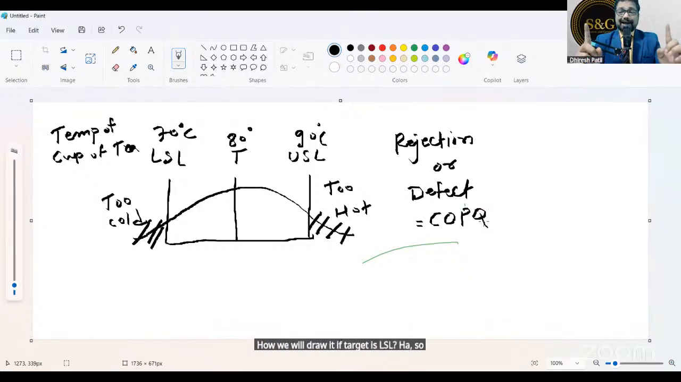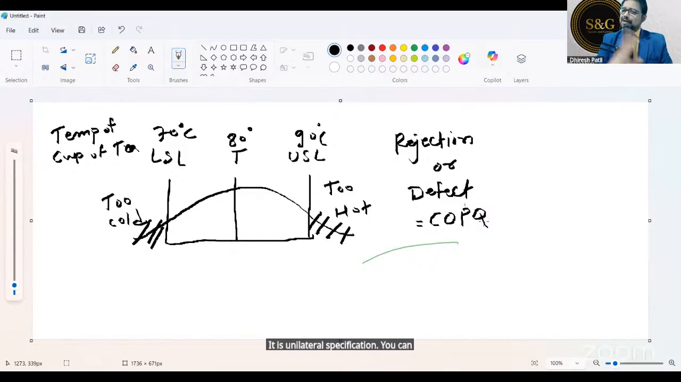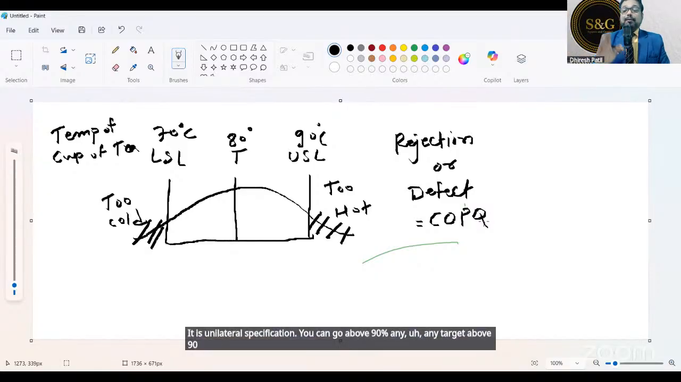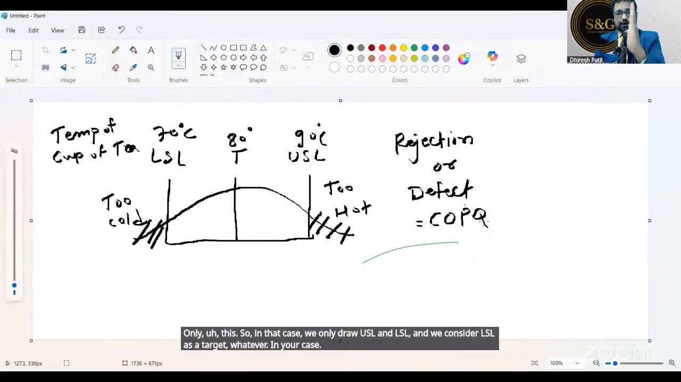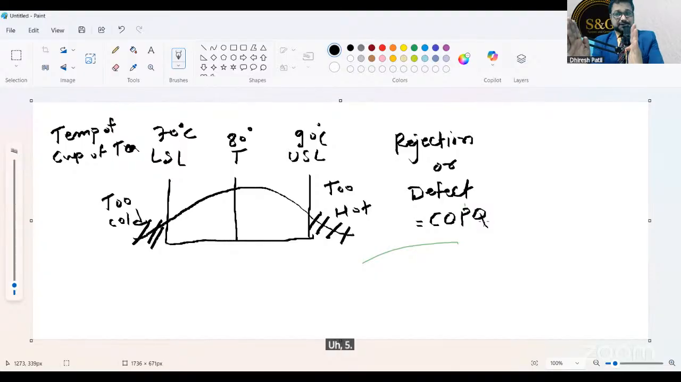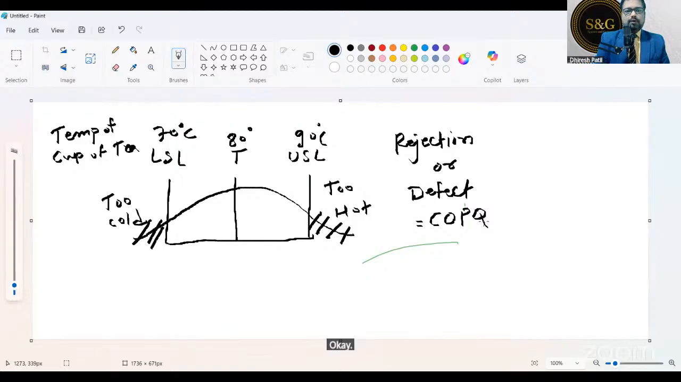So it is called a unilateral specification. If you have only one side target, for example, for the students, we give only one side target, like you have to score a minimum of 90%. It is a unilateral specification. You can go above 90%, any score above 90%. In that case, we only draw the LSL and consider it as the target. In your case, the lower specification is 5.0 and the upper specification is 5.025, right? So USL will become 5.025 and LSL will become 5.0. That also we can do.